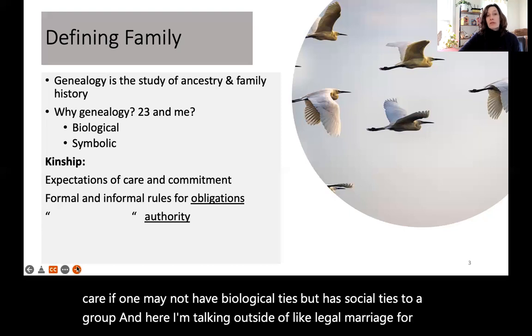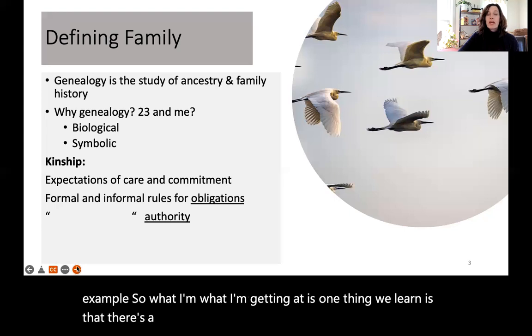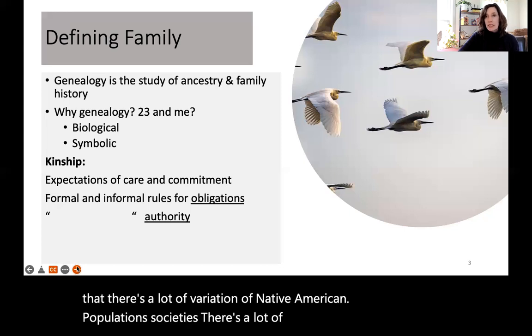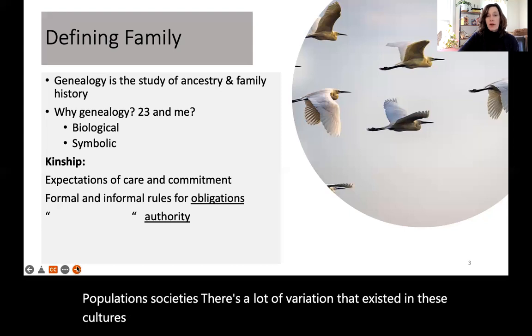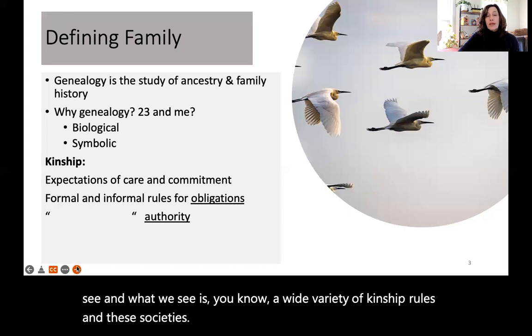So what I'm getting at is, one thing we'll learn is that there's a lot of variation of Native American populations and societies. There's a lot of variation that existed in these cultures and societies prior to settler colonialism. And what we see is a wide variety of kinship rules in these societies.